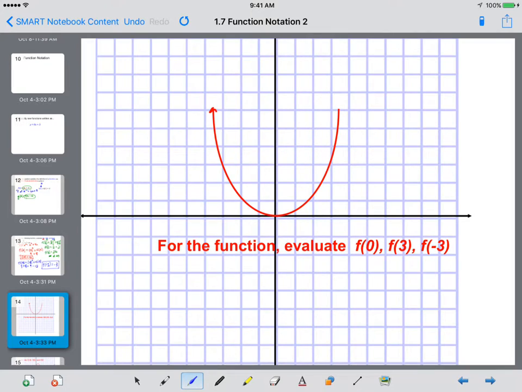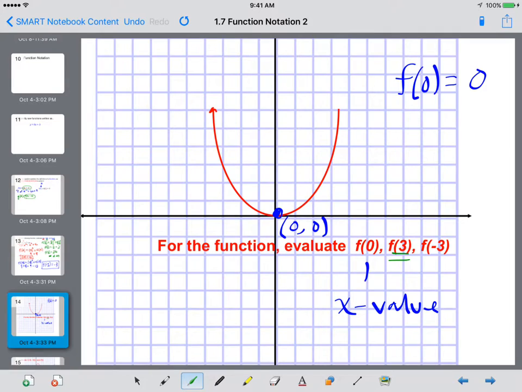If we had to evaluate the function given a graph, f of 0, f of 3, f of negative 3. What this is saying, when the x value is 0, what's the y value? For this graph, the x value is 0 right here at this point. And that point just so happens to be on the graph. So the x value is 0, the y value is 0, so the way we write our answer is f of 0 equals 0.